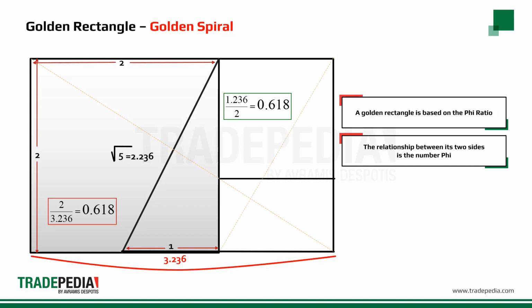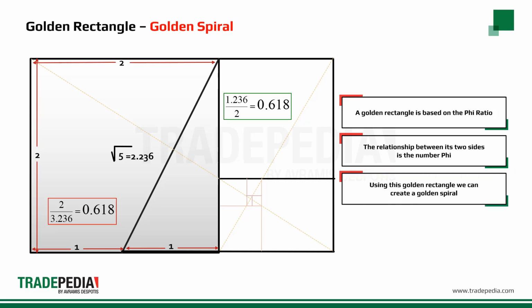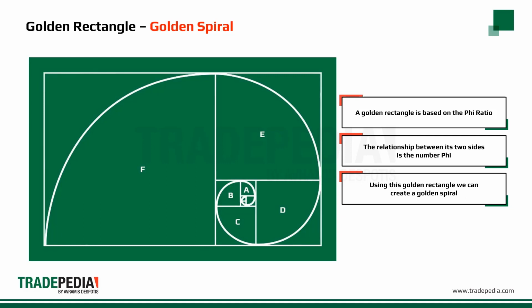Now we could draw another diagonal, and where it crosses the line, we will have another golden rectangle. And we can continue doing this forever, always creating a golden rectangle after a golden rectangle. Using this golden rectangle, we can create a golden spiral. A golden spiral moves by the number phi every 1/4 turn. That means if you take A over B, it is equal to 0.618. B over C is equal to 0.618, and so on.